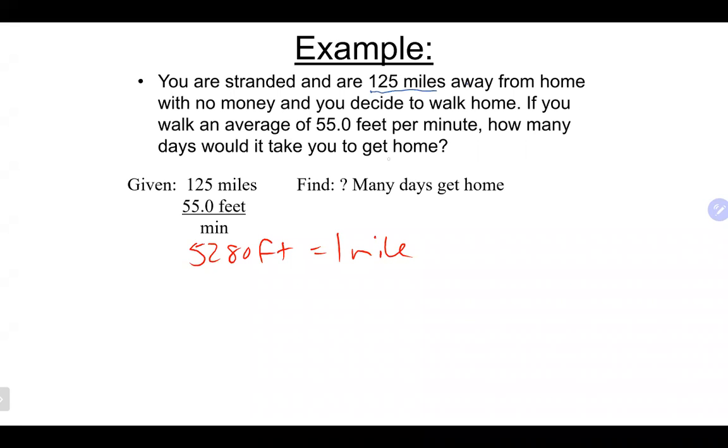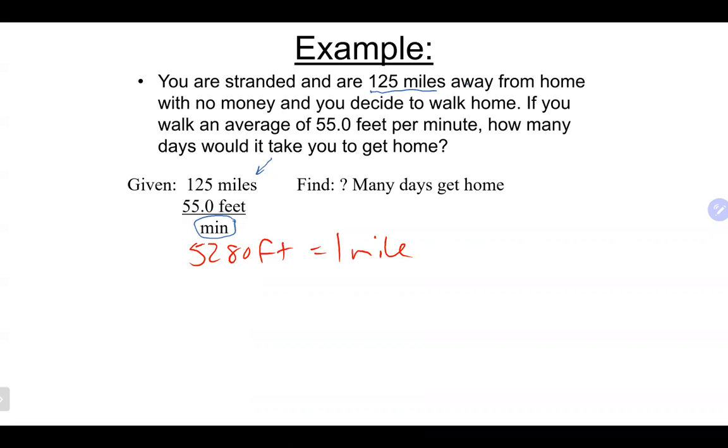We are 125 miles away from home, walking 55 feet per minute. We want to know how many days it's going to take us. We have 125 miles, which is a length or distance. We have 55 feet per minute, which is a rate, how much you do something in a certain period of time. In this case, how far we're walking in a certain period of time. It is the rate that's going to allow us to convert from distance to time, because this is the only value that has time associated with it. And we eventually want to end up in days.